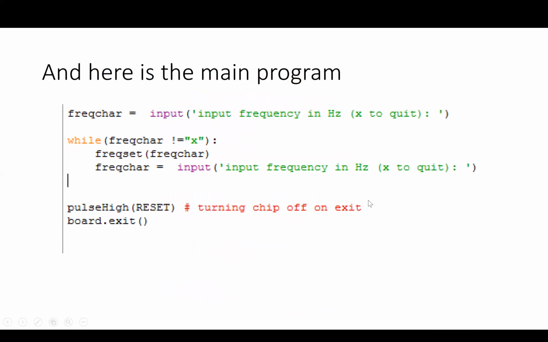And here's the main program. So we input the frequency we want. We make sure it's not an X, because X lets us quit from this loop. This freqset function does everything we need, and we will go through that later, but it takes the characters from the keyboard and converts them into binary numbers sent to the Arduino. That's all in that subroutine. And then we ask again until we get out of this loop by putting an X. When we do this, we pulse the reset pin high to turn the chip off, and then we exit the board.